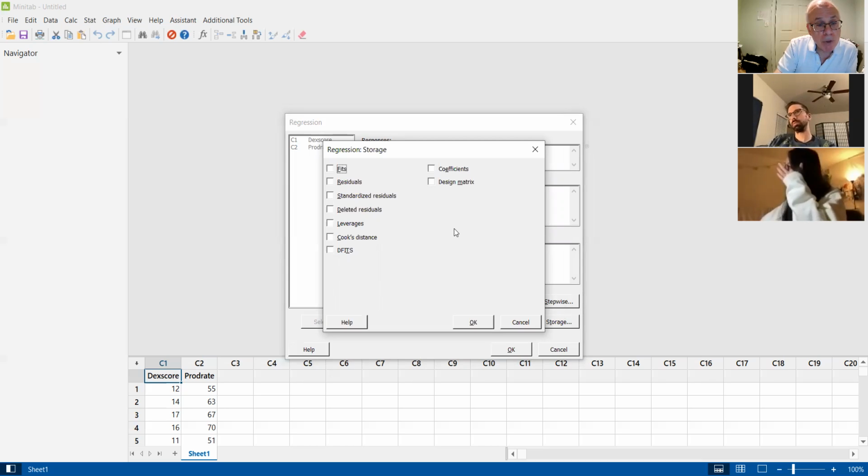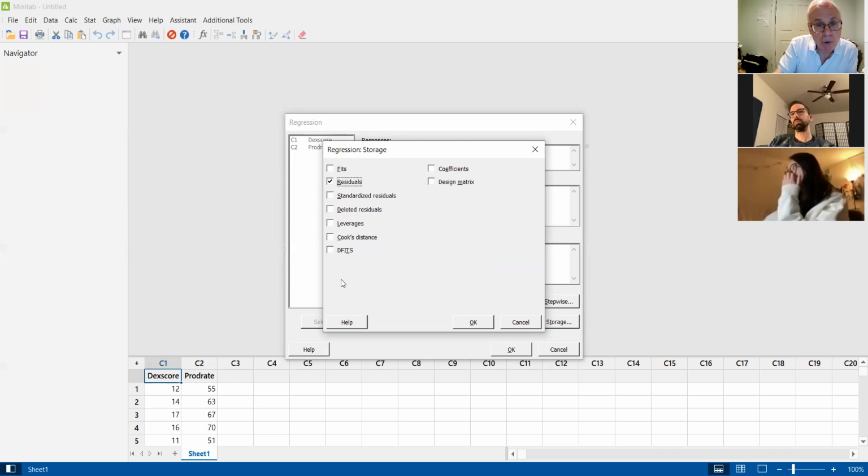Let me think about what's here. You don't know a lot of what's here. But one thing that happens when you check a box here is that it creates a column in your data set for those values. For example, you could list all the residuals. Instead of trying to figure out what they are, you could check this box and it'll list the residuals for each observation.